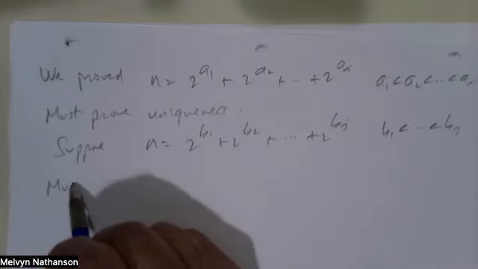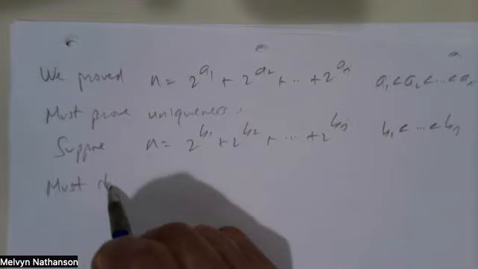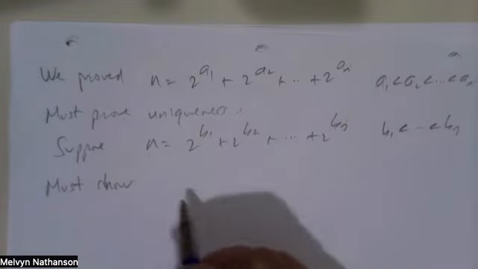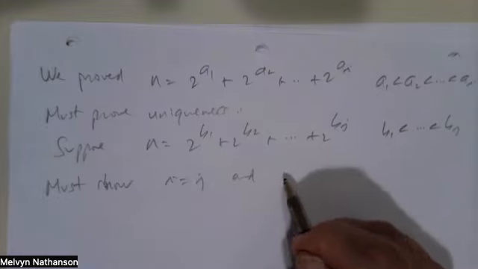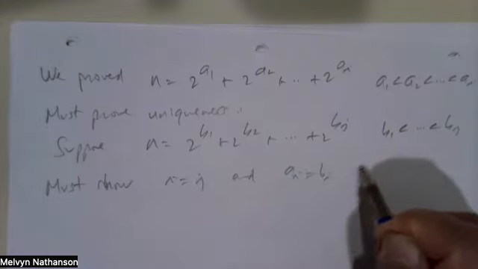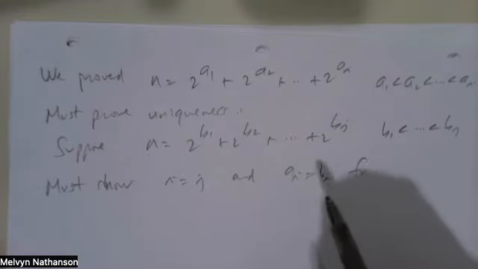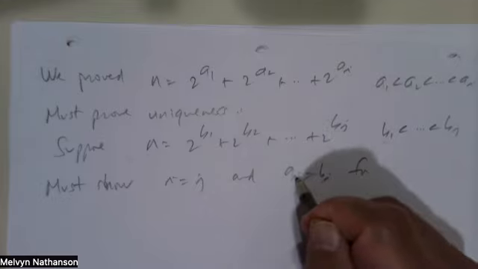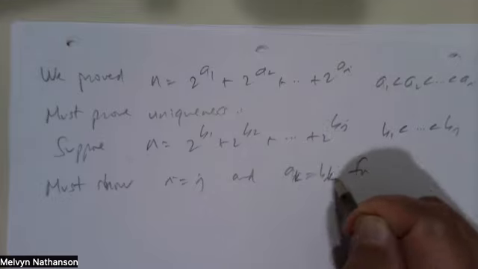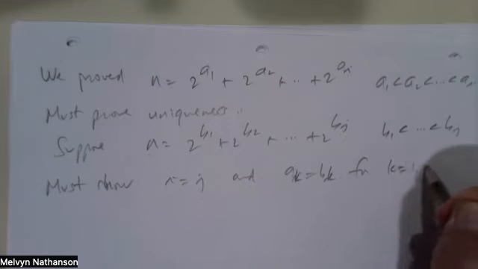We must show that the number of powers of 2 is the same, I equals j, and the powers are the same, a_k equals b_k for k going from 1 up to I. Sorry, I did a different subscript.